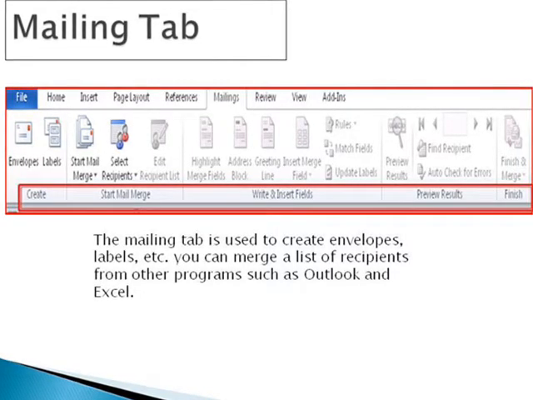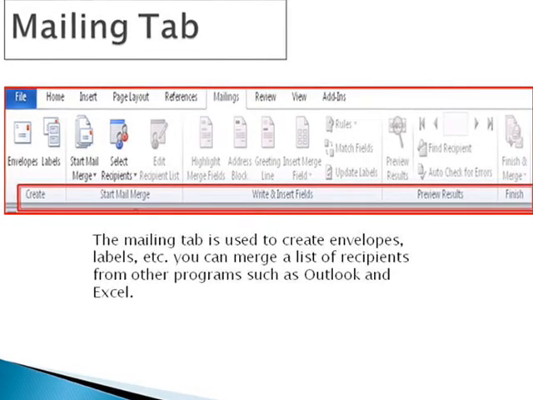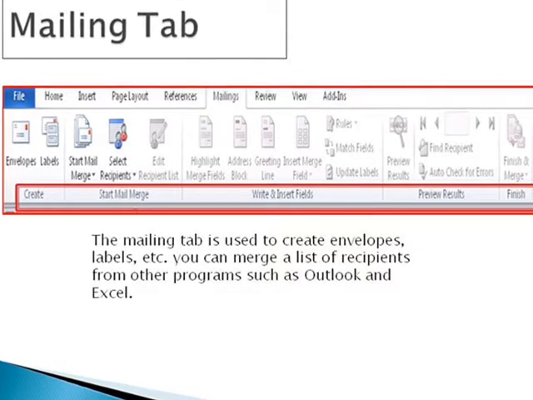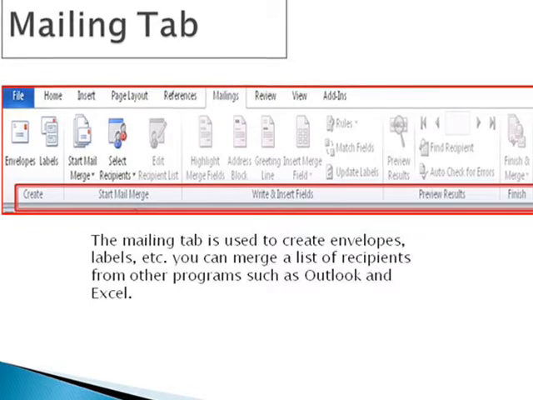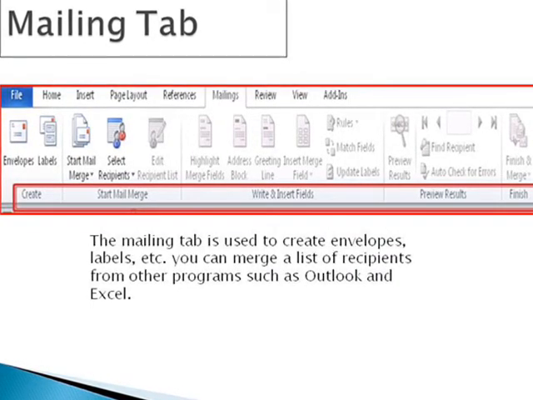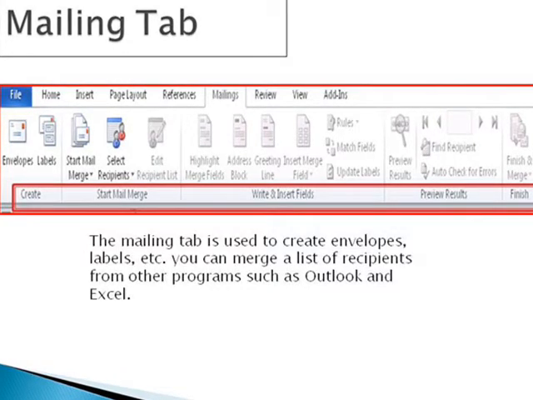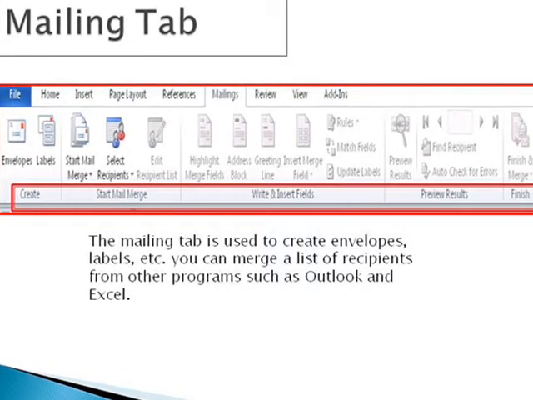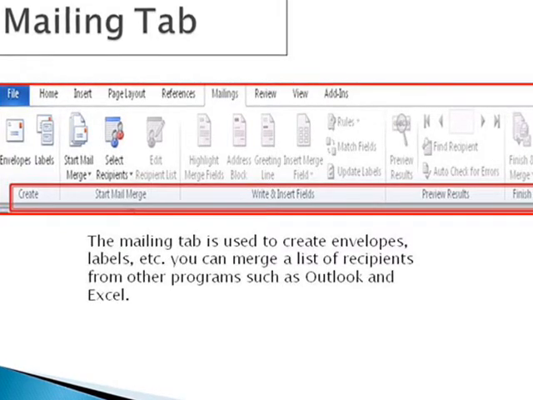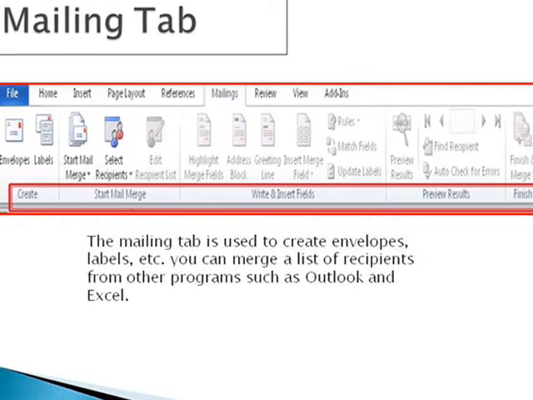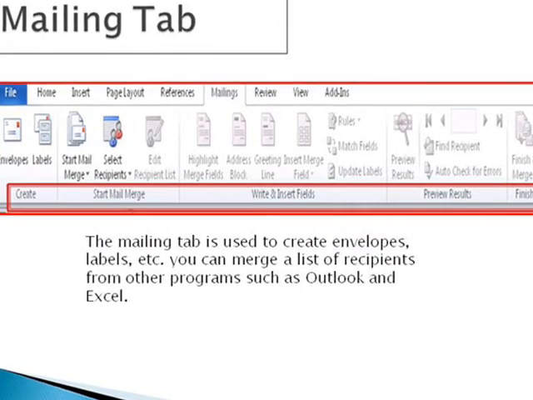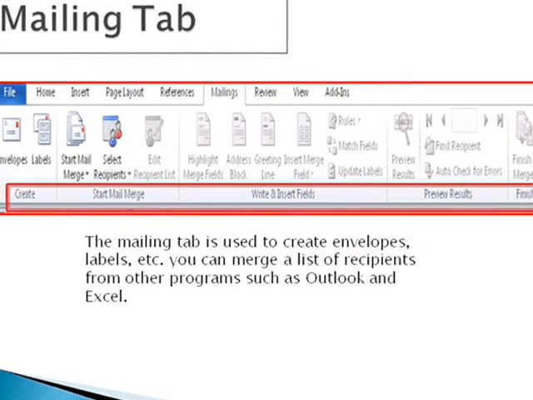If you go under your Write and Insert Fields, you can highlight the merge fields. You can set up address blocks and so forth if you're doing labels. Go over to your preview results. Under your preview results section, this is when you can take a look at how everything will appear. Okay? And then the last thing you have is your finish. Under your finish section, this is when you finish and you actually do your merge. Okay, so that's the section under your mailings.